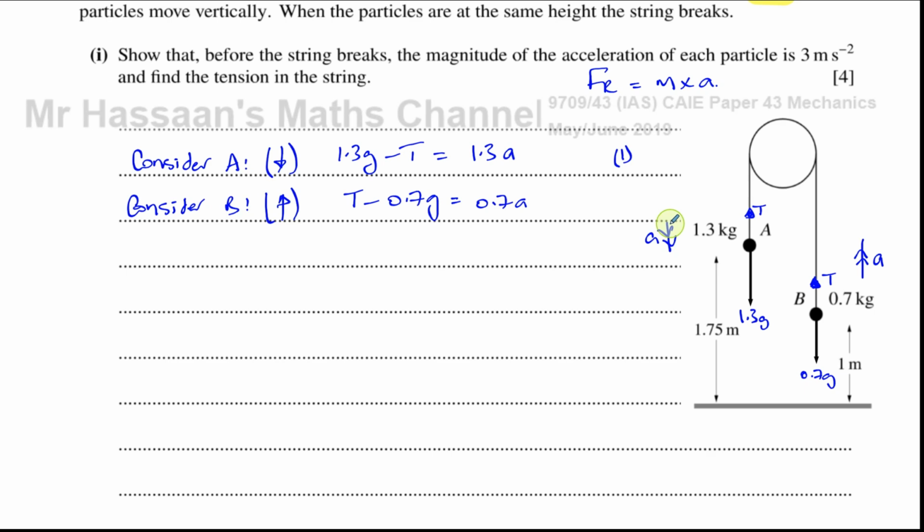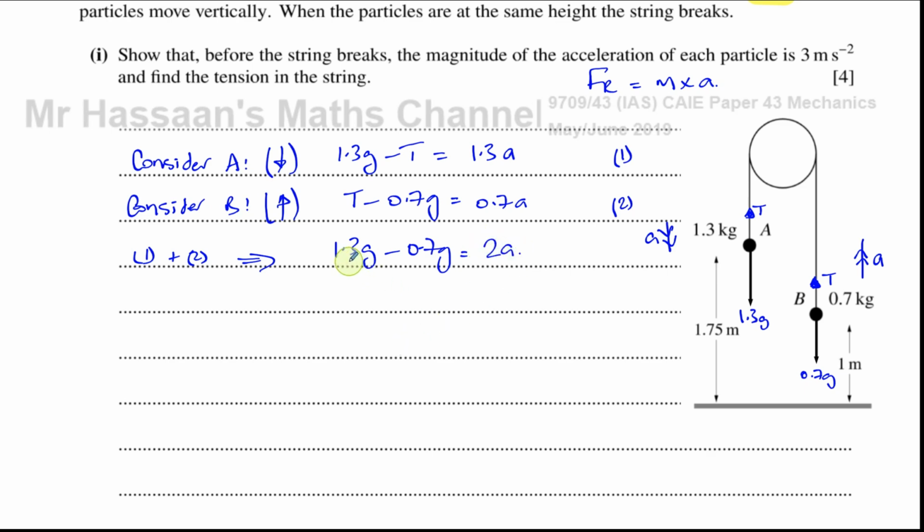Okay, so we have these two equations which we can solve simultaneously very easily. We can eliminate the t from the equation by adding the two equations together. If we have equation 1 plus equation 2, these two will cancel out, minus t plus t. We have 1.3g plus minus 0.7g, and I'll just write it out, showing our steps. And you have 1.3a, remember we're adding the two, plus 0.7a, which is 2a.